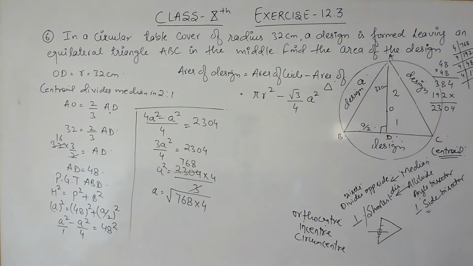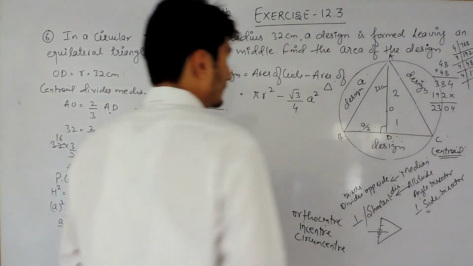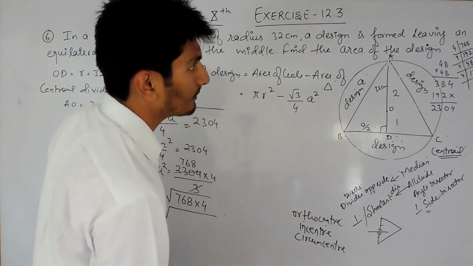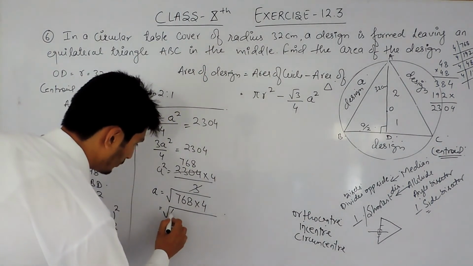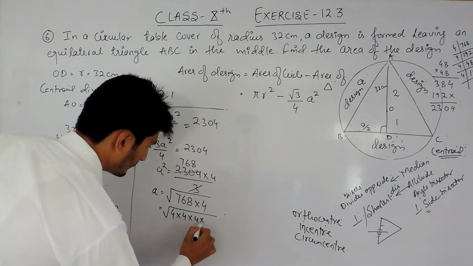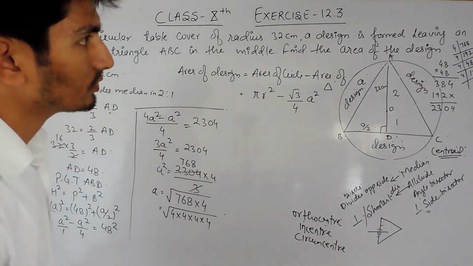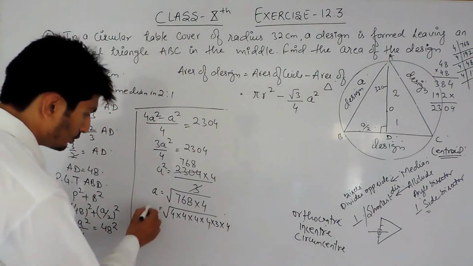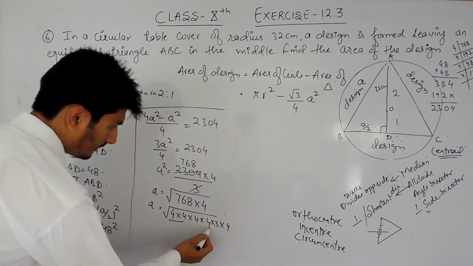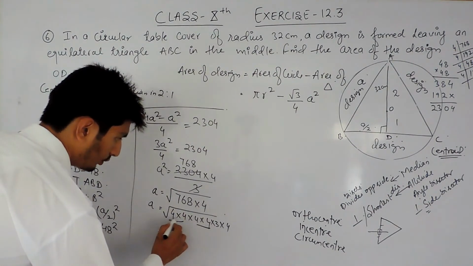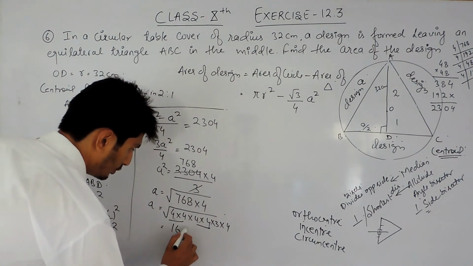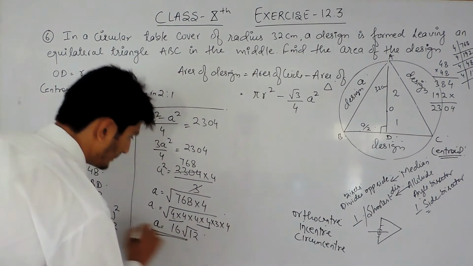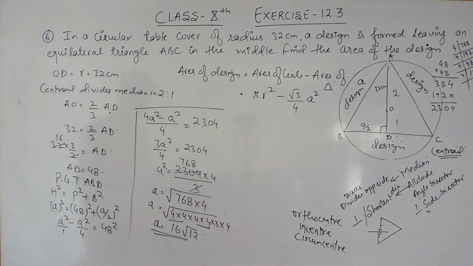Now in this case, 768 can be written as 4 multiplied by 4 multiplied by 4 multiplied by 4, and then it is multiplied by 3, then it is multiplied by 4. So the value of a should be 1 pair and 2 pair. So 4 into 4 is 16, root 4 3s are 12. So my a should be 16 root 12.